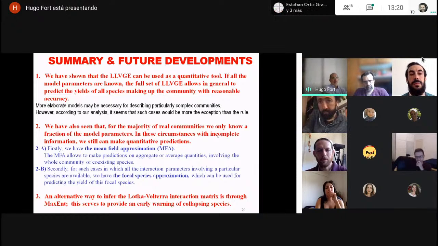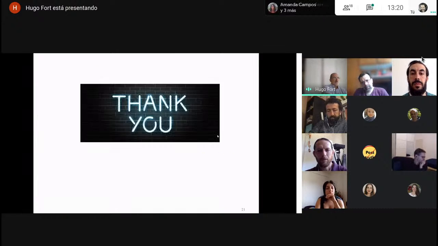This serves to provide an early warning of collapsing species. And the idea is that we get this interaction matrix as the minus inverse of the covariance matrix. And that's it. This is all I want to say.